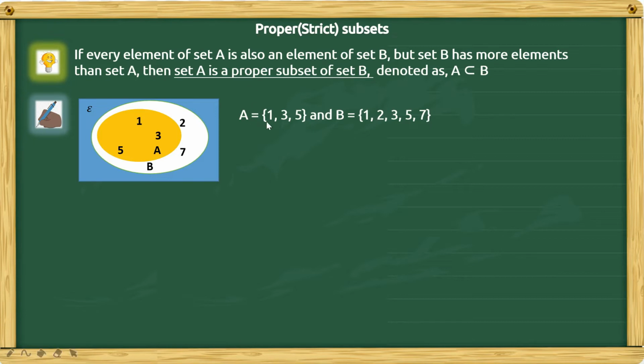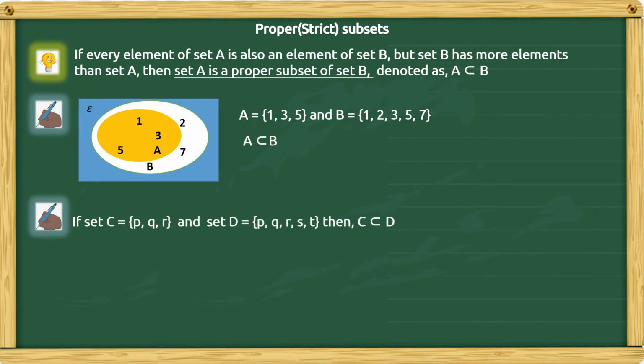Every element of set A is also an element of set B. Elements 1, 3 and 5, you find in set A. You can also find them in set B. Also, you may write it as set A inside set B. Now in set B you have elements 2 and 7, which you do not find inside set A. Also, we say set A is a proper subset of set B.